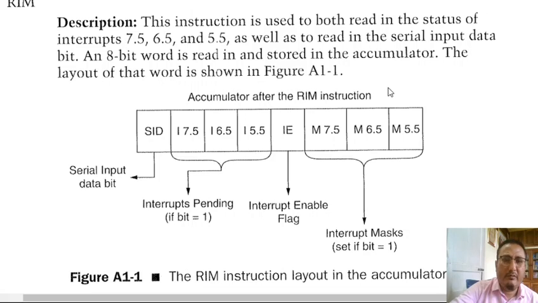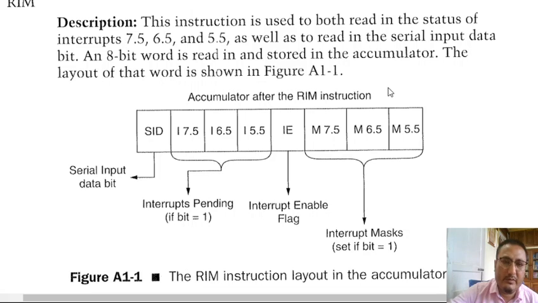So the RIM instruction is used in order to read the status of the various interrupts, that is 7.5, 6.5 and 5.5, as well as the serial input data. What you need to remember is the configuration of the accumulator after the execution of the RIM instruction, right? So this is very much important.